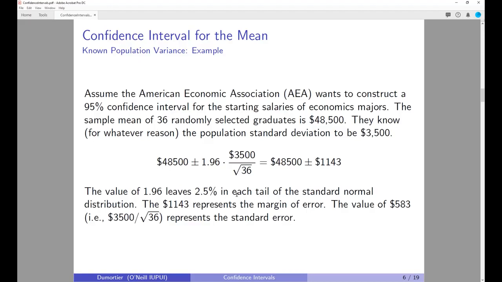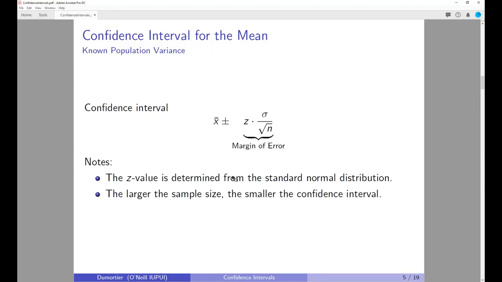Okay. Then they take the point estimate of the starting salary, which is the $48,500. They add plus or minus 1.96. Note that plus or minus 1.96 represents the bounds of the 95% area in the middle of the standard normal distribution. They multiply it by the population standard deviation 3,500 and divide it by the square root of the sample size n. This is what you are seeing in this equation here.